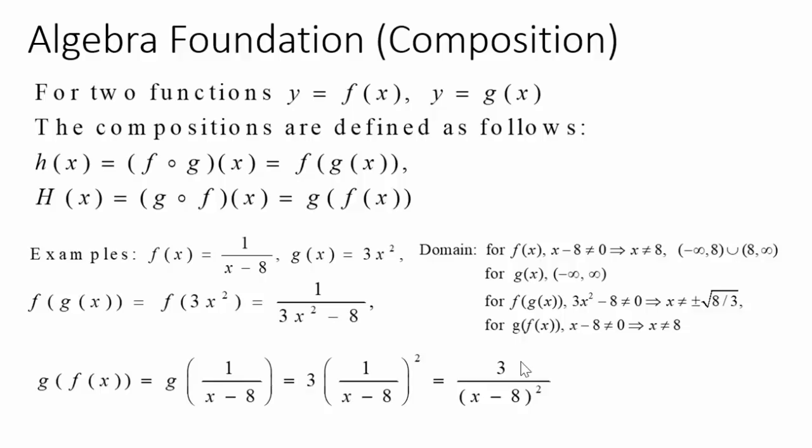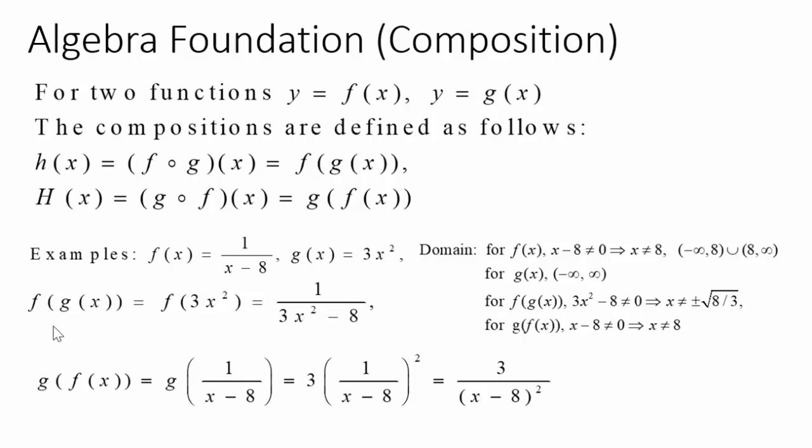Now let us talk about the domain of the function f of x. As we see, the denominator has x minus 8, which is not equal to 0. That means x cannot be equal to 8. So you can write in interval notation, negative infinity to 8 and then 8 to infinity for the function f of x. And g of x function is 3x squared, which is a nice polynomial function. So the domain is all real numbers, or in other words, you can say negative infinity to positive infinity.